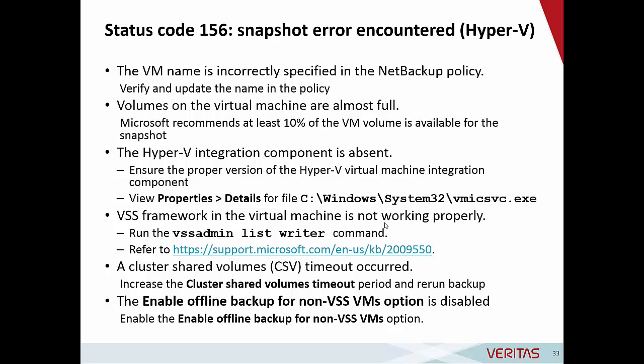Some other possible causes besides a lack of resources: maybe the VM name is incorrectly specified in the NetBackup policy. Maybe the Hyper-V integration component is absent. This is required to be installed on the Hyper-V servers in the same way that we need VMware Tools installed in VMware virtual machines. It might be a straight-up VSS error, where the VSS framework in a virtual machine is not working properly, and we can use the vssadmin command to help us troubleshoot that.